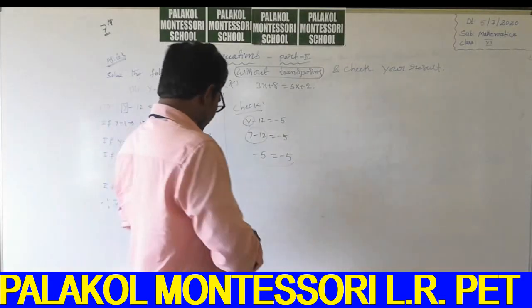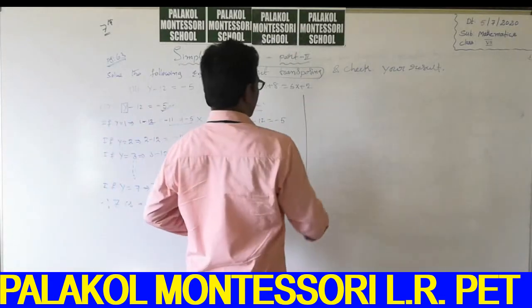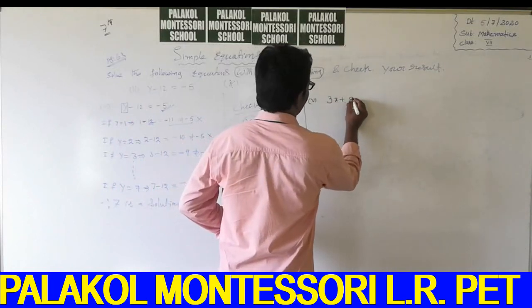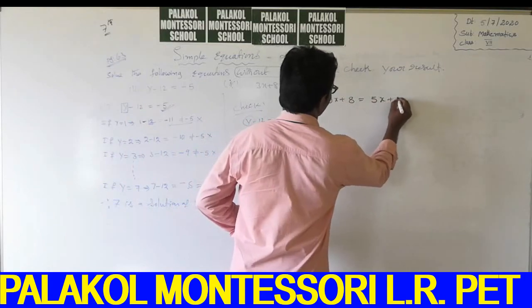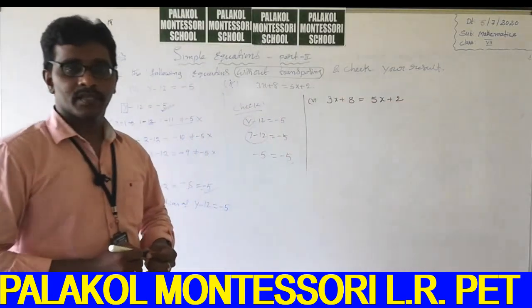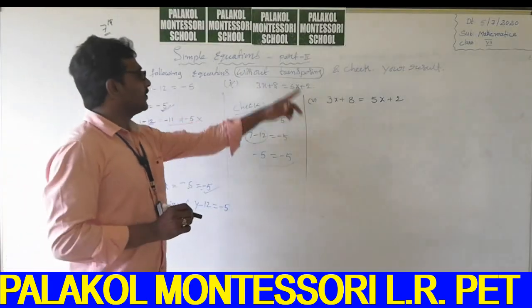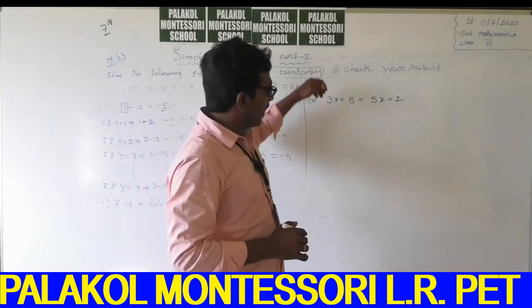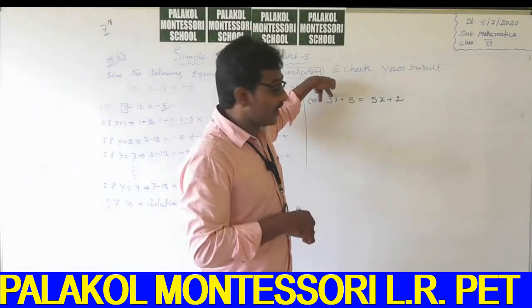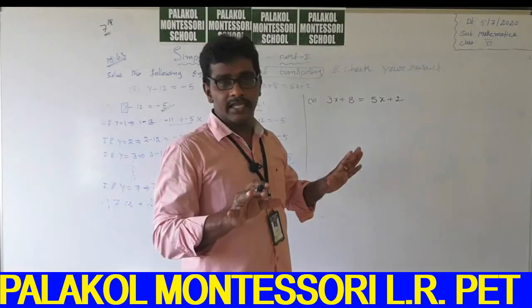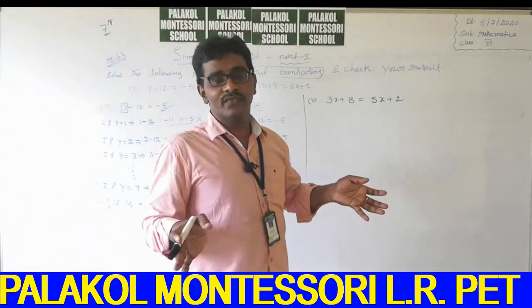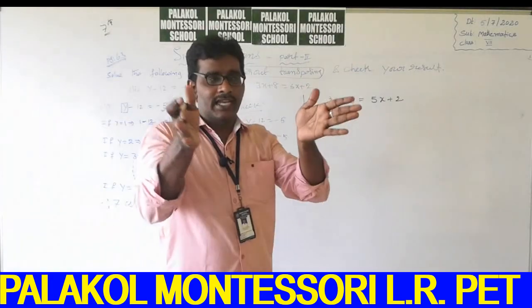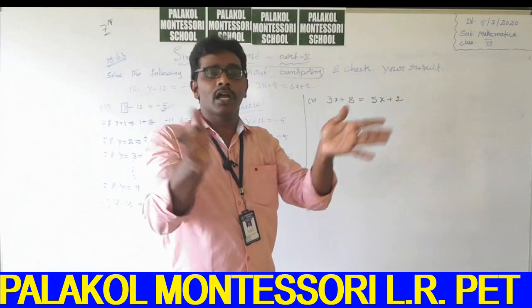Next, the fifth sum I do. What is the fifth sum? 3x plus 8 equal to 5x plus 2. Don't use transposing, only use the trial and error method. So in this equation, the LHS has an x term and the RHS has an x term. Here the x term is not a fixed value. You take different values, substitute the same value on both sides, and check whether both sides are equal or not.